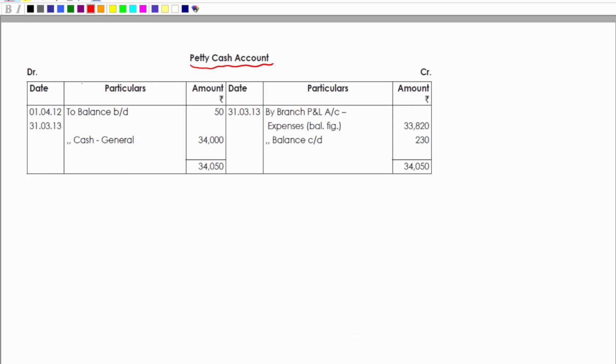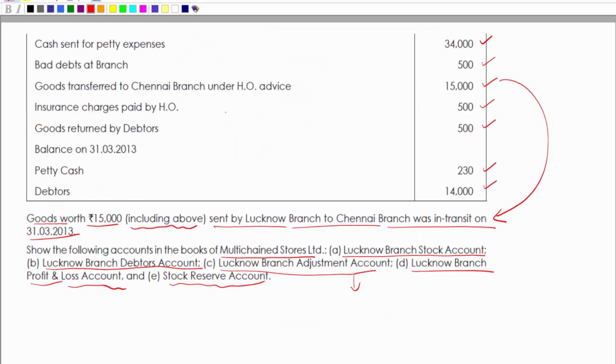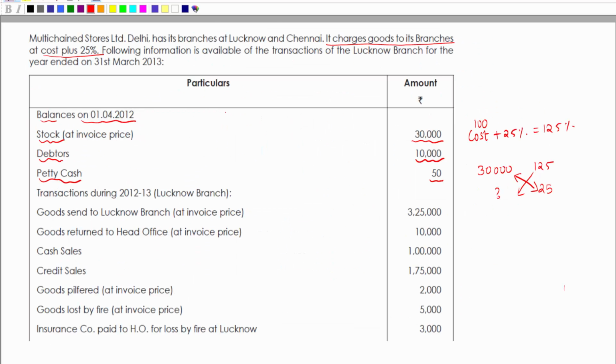Petty cash account, debit, credit. Since it is an asset, on the debit side we'll have the opening balance. On 1st April 2012, we'll say to balance brought down 50. So we have covered more or less all items in the opening balance.